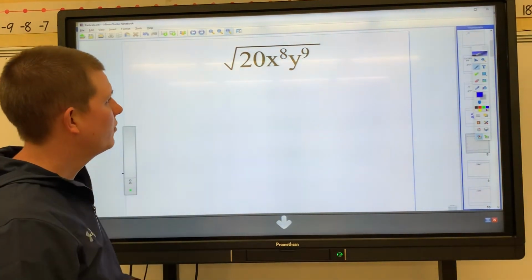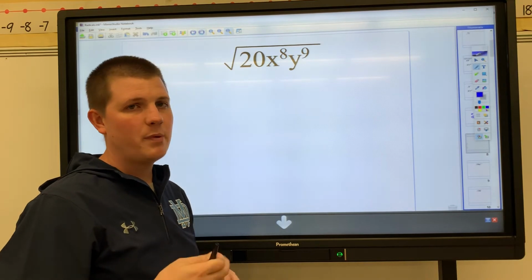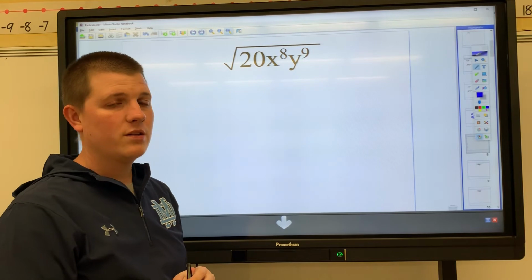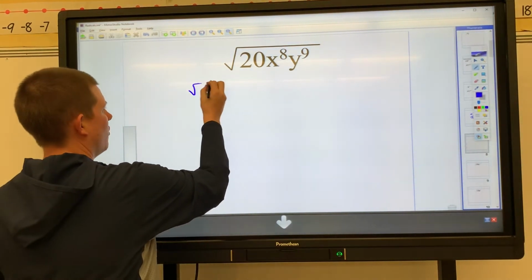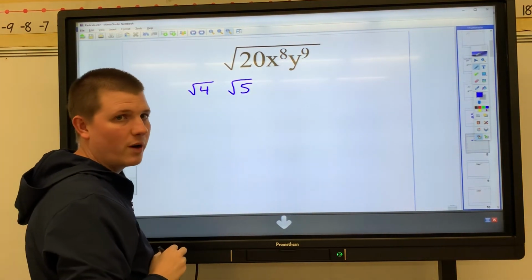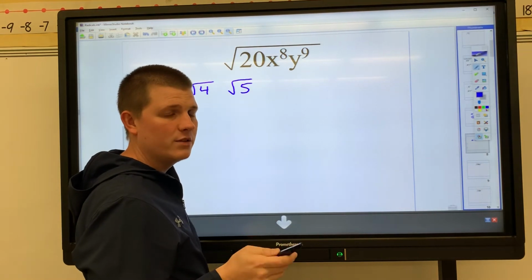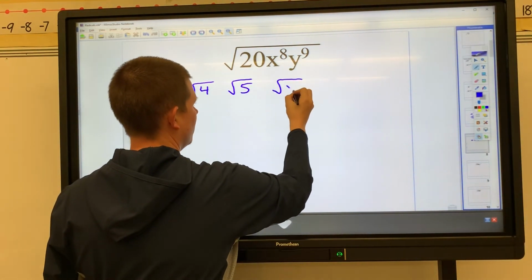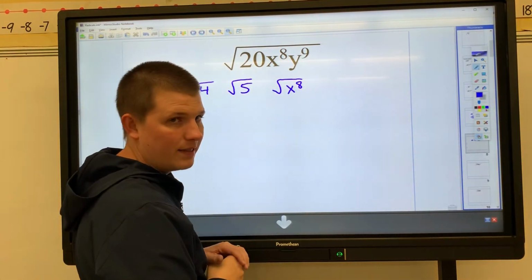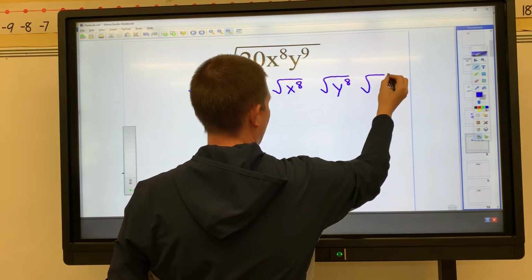The next one says square root of 20, x to the 8th, y to the 9th. So once again, we're going to break this up piece by piece. So 20 is not a perfect square. We can break up 20 into 4 and 5. So square root of 4 and square root of 5, because 4 is a perfect square. So now x. Well, x is to the 8th, and 8 is even. So remember, if it's even, just leave it where it's at. You don't need to break it up. Y is to the 9th, that is odd. So we're going to break it up into y to the 8th and y to the 1st.